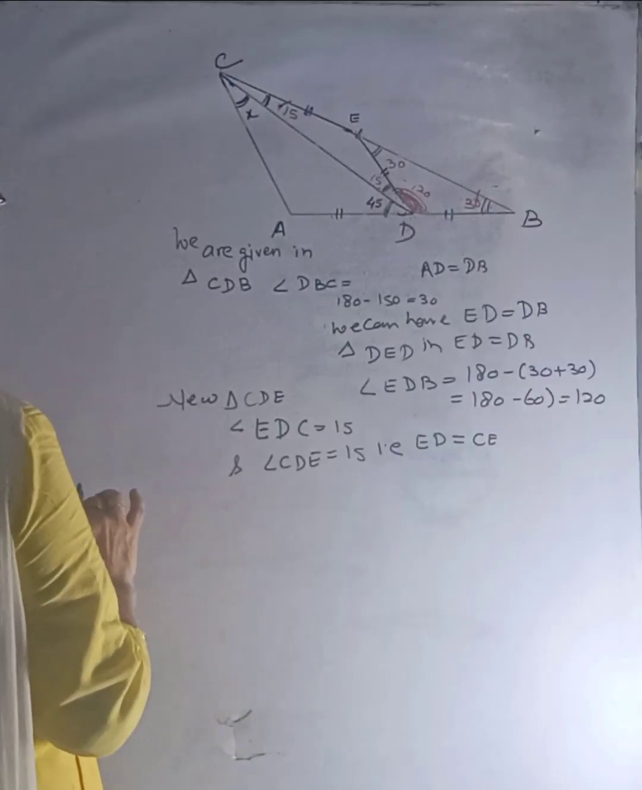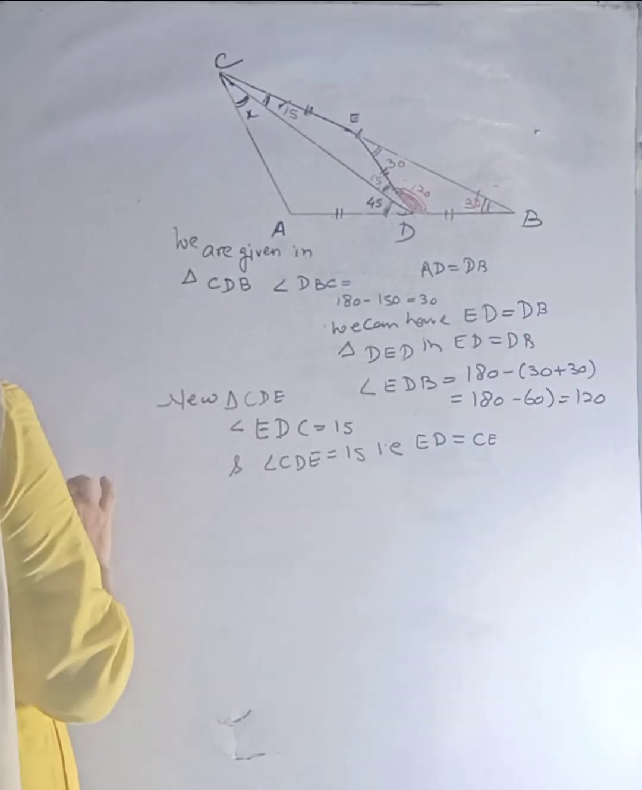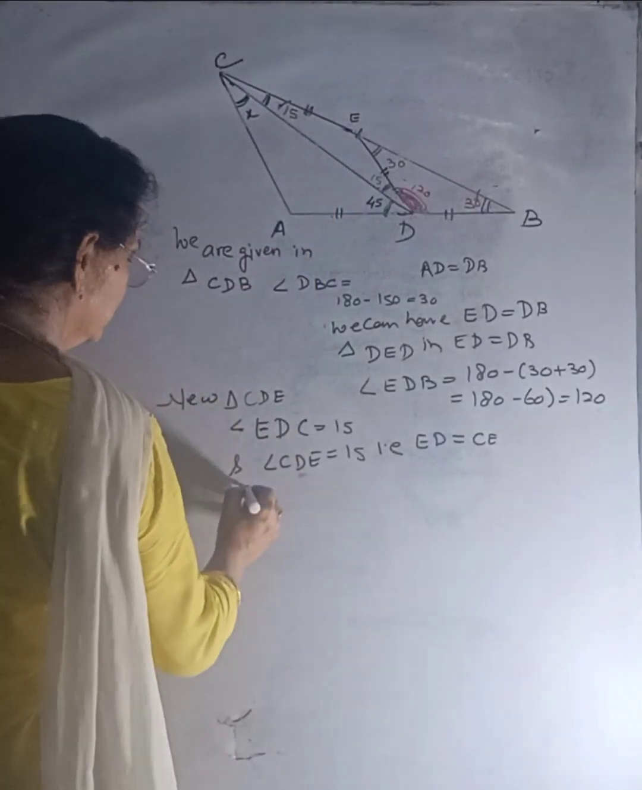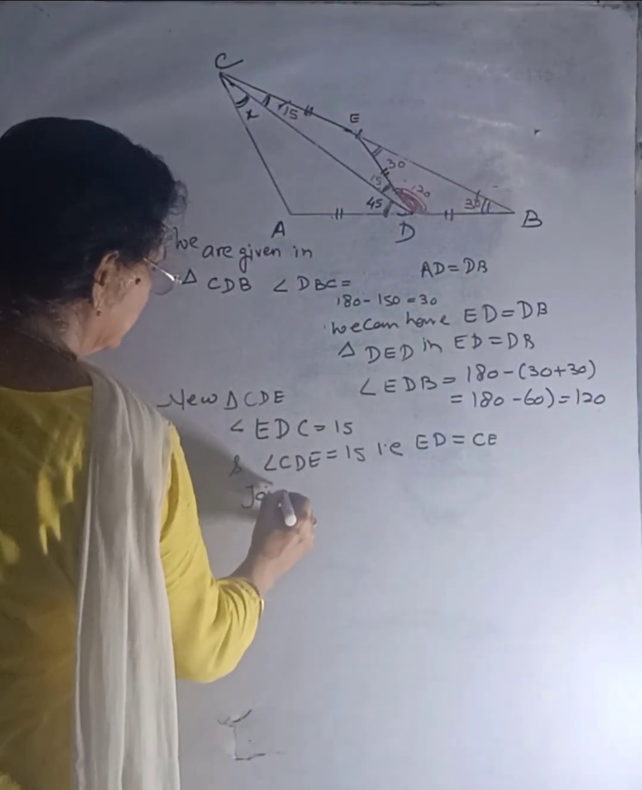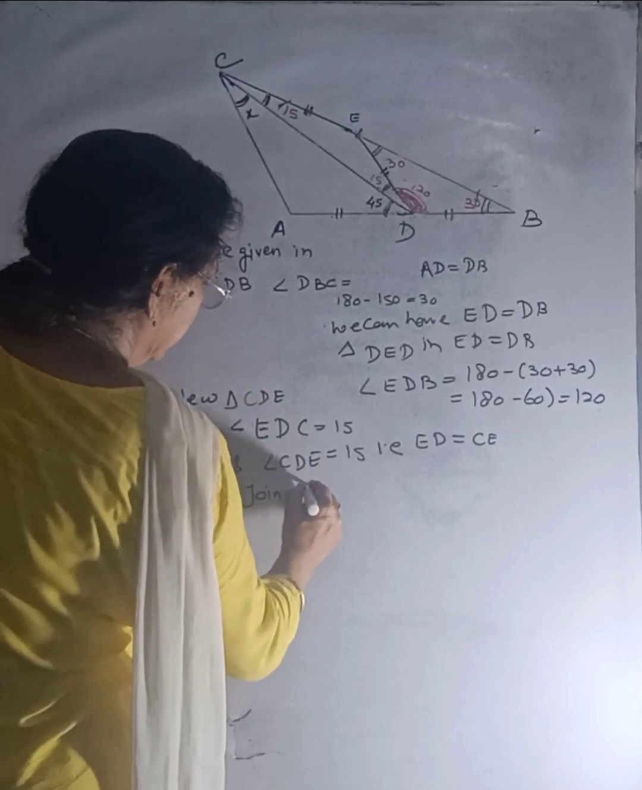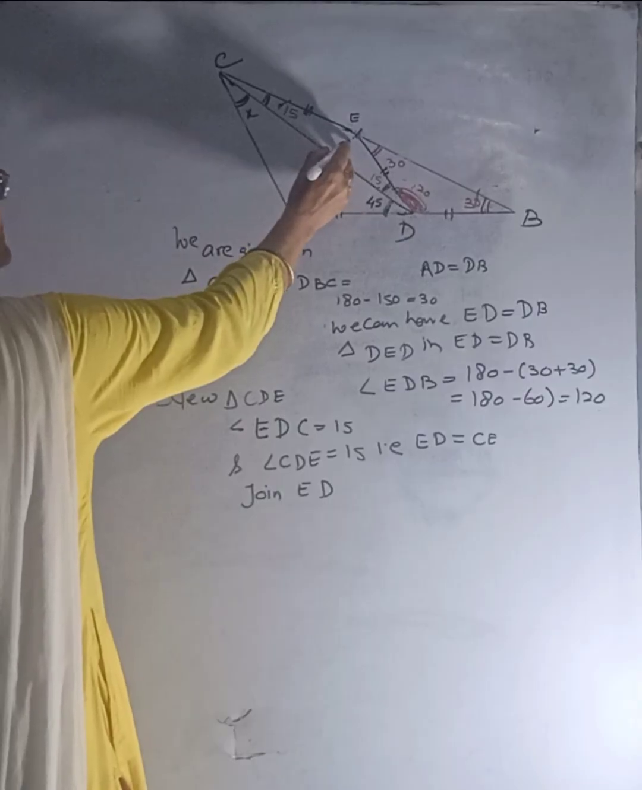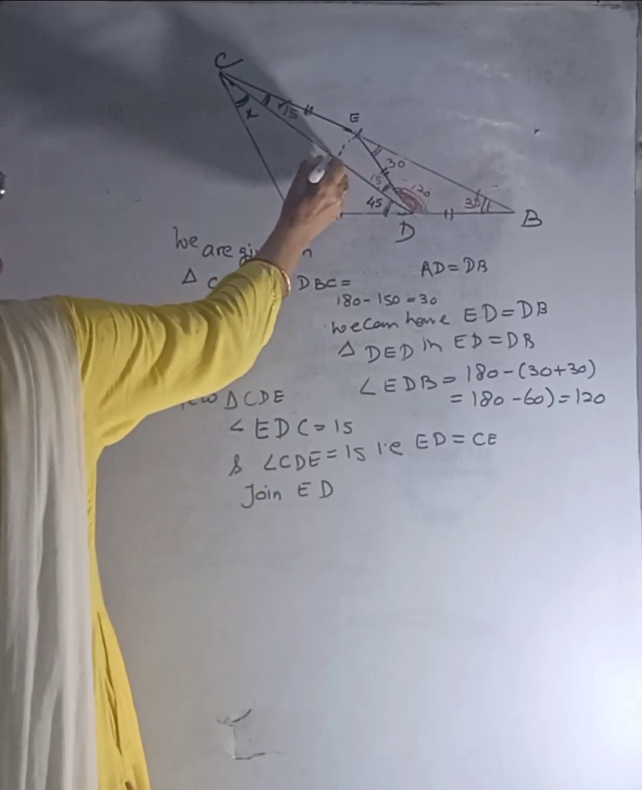Okay, clear. Now, join E and D. Join ED, then we will get this. This is to be joined.